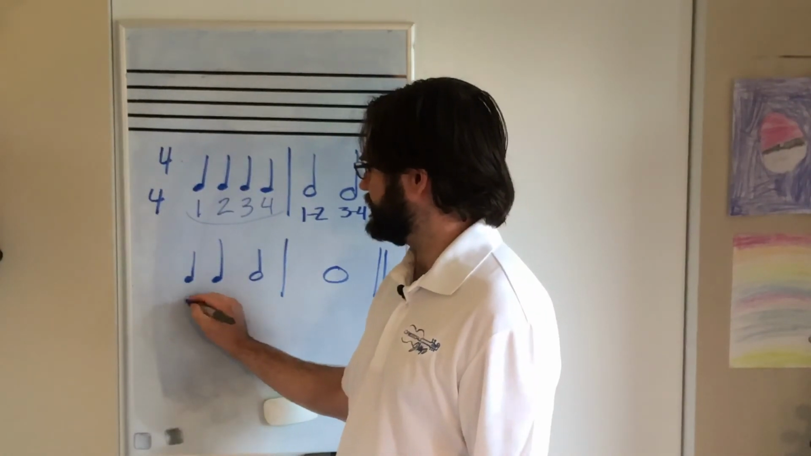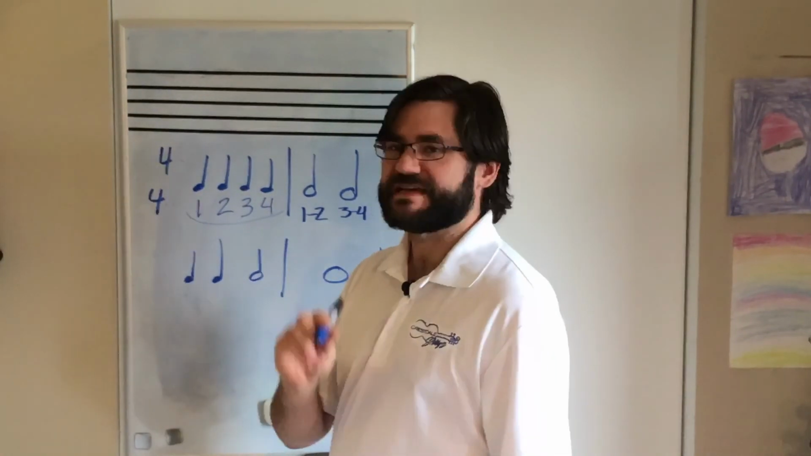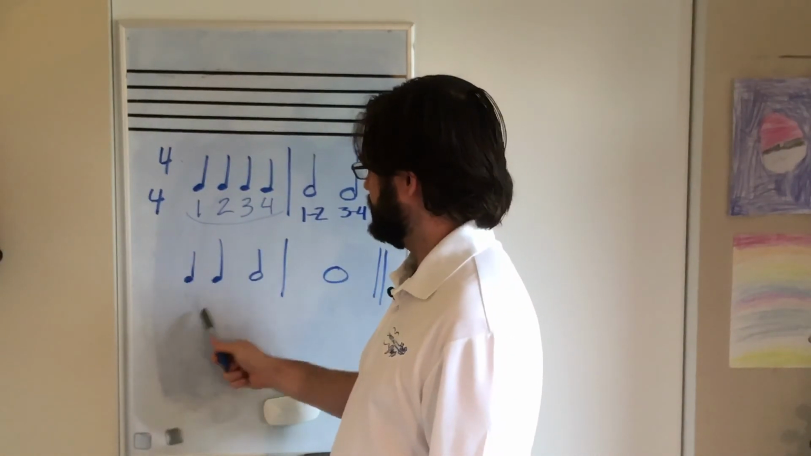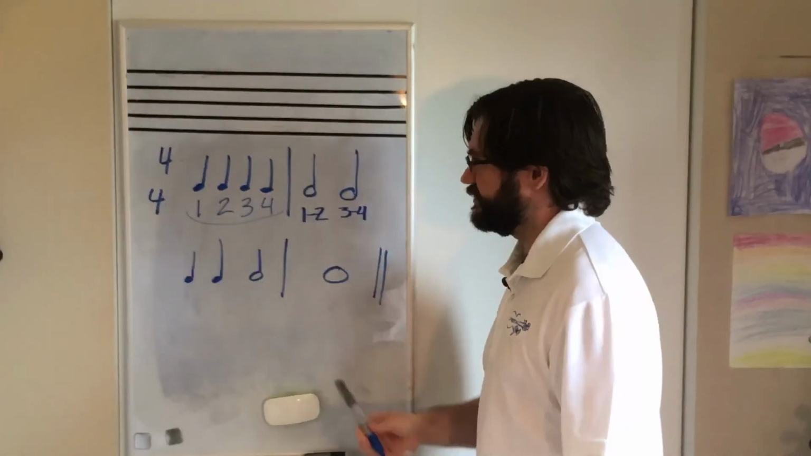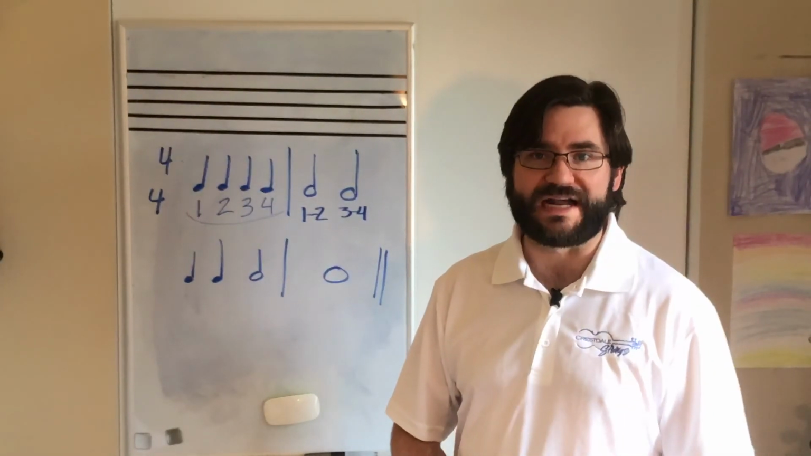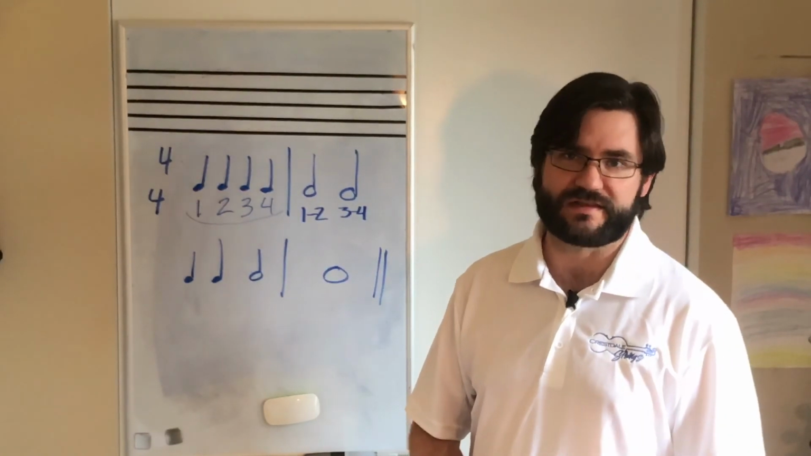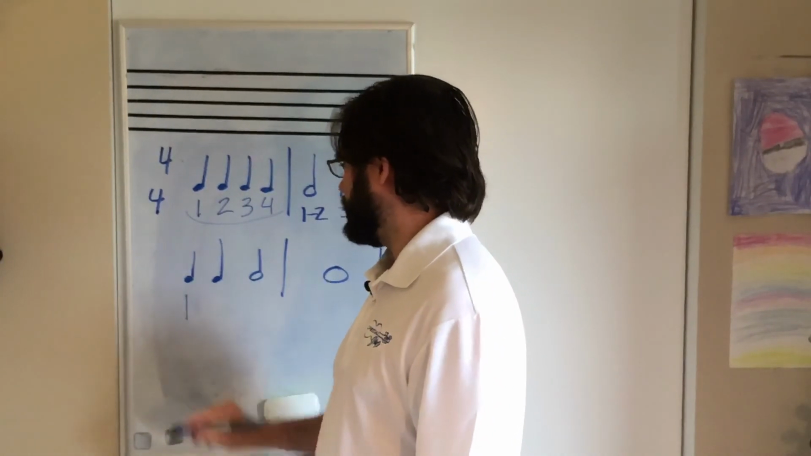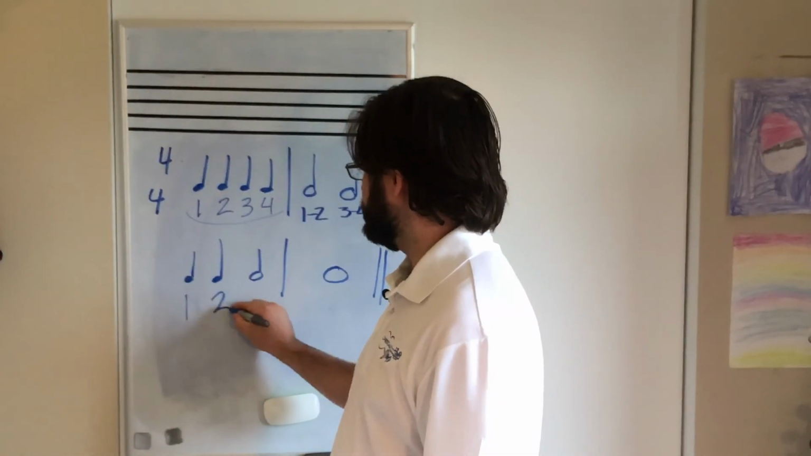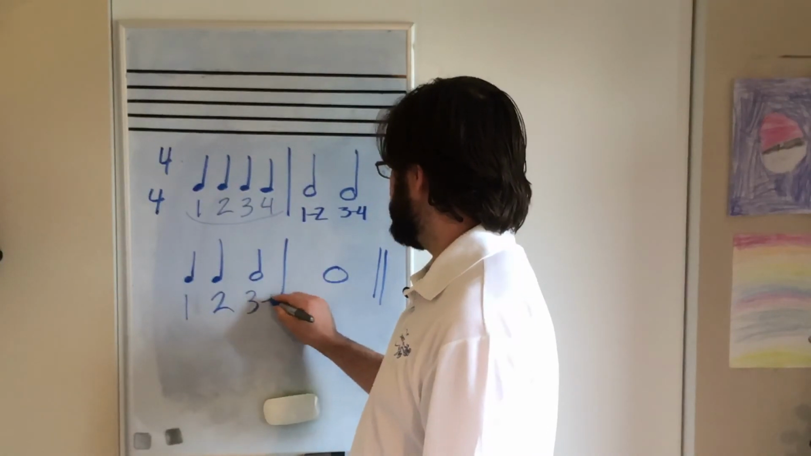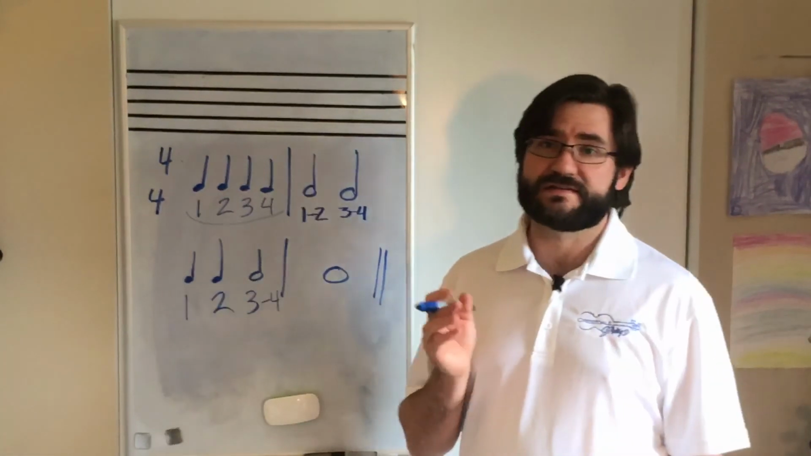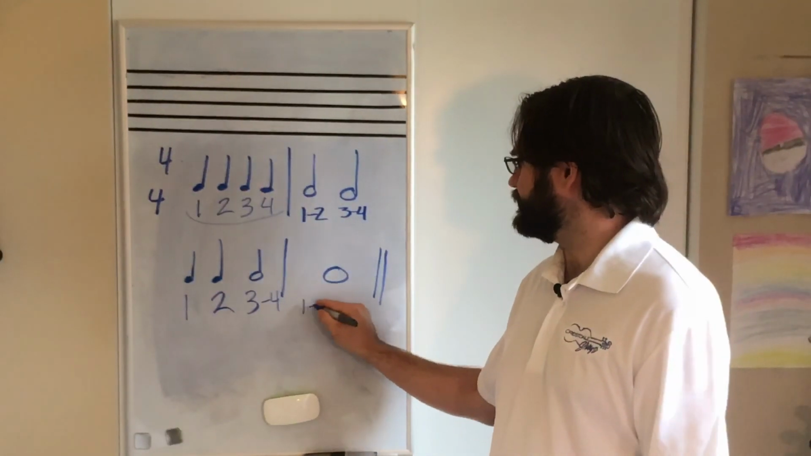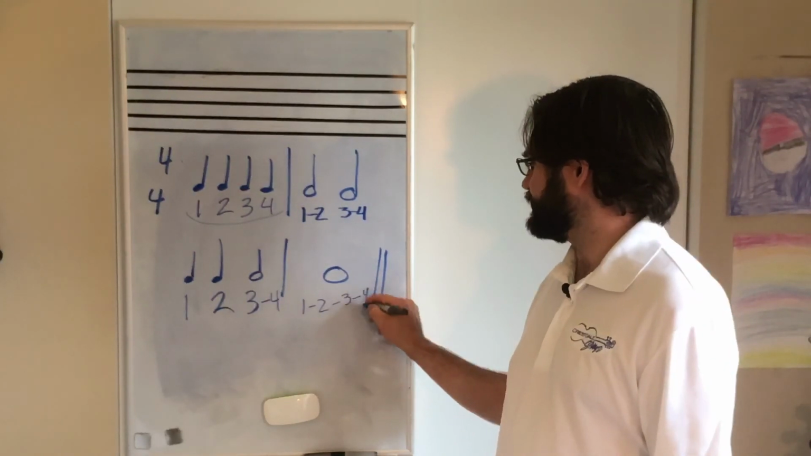So here we have this measure. How would we count this? Well, you always have to start with 1. At the beginning of a measure, you have to have beat 1. You never start with 3, 4, or anything like that at the beginning of a measure. So this is beat 1. This is beat 2. And then the half note is beat 3 and 4. 1, 2, 3-4, off. And then finally the whole note, 1-2, 3-4.